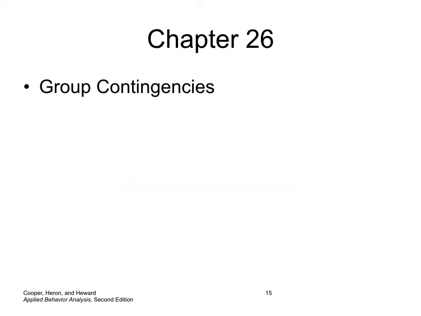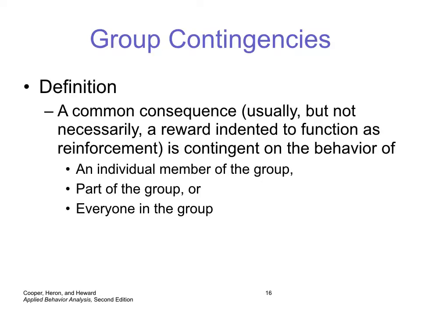Let's move on to chapter 26. Now we will talk about group contingencies. A group contingency is one in which a common consequence, usually but not necessarily a reward intended to function as reinforcement, is contingent on the behavior of one member of the group, the behavior of part of the group, or the behavior of everyone in the group. Group contingencies can be classified as dependent, independent, or interdependent.